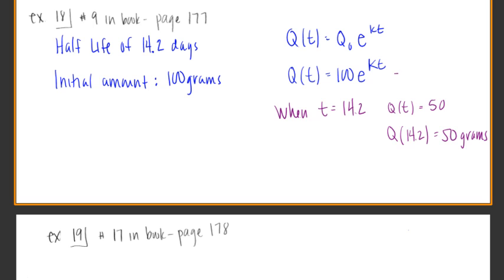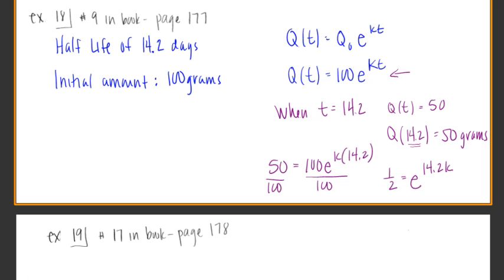So combining this with the equation that we've already built, when t equals 14.2, the quantity is going to be 50 grams, just like that. Okay, so let's divide by 100. Divide by 100 makes sense. 1/2, because we did the half-life, is equal to e to the 14.2k. Okay, I'm going to come below here to finish solving this out.